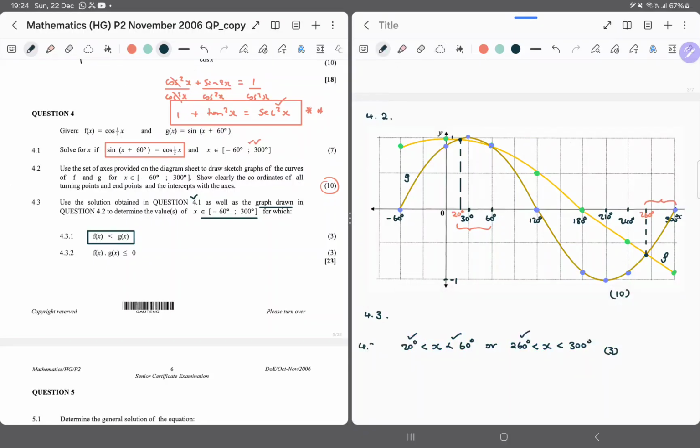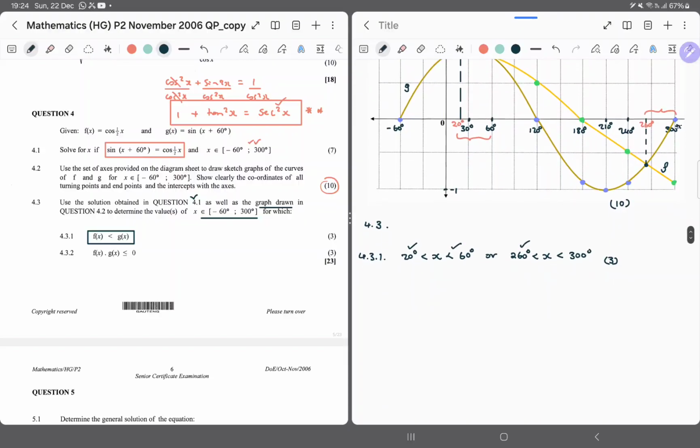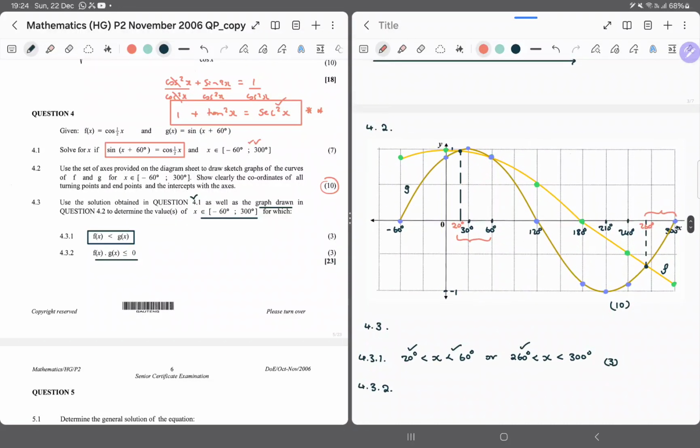So this is 4.3.1. Okay. Now let's do 4.3.2. We need to find the product of the y values of the two graphs so that it's either less than or equal to 0. Now we need to look at the signs. Of course, these graphs are both positive on this end. Okay. And we scan them all the way. So this is 0. And of course, this point is important because it will give us 0. But after that, they are both positive.